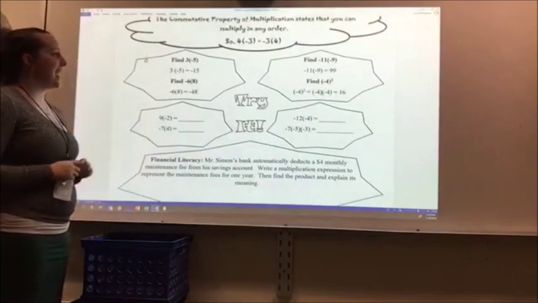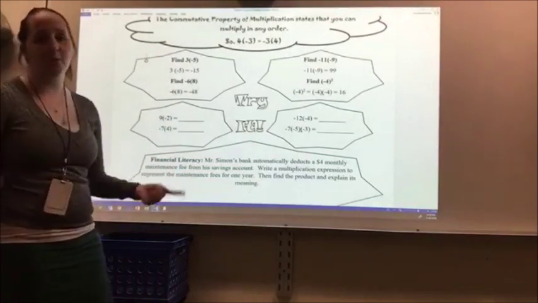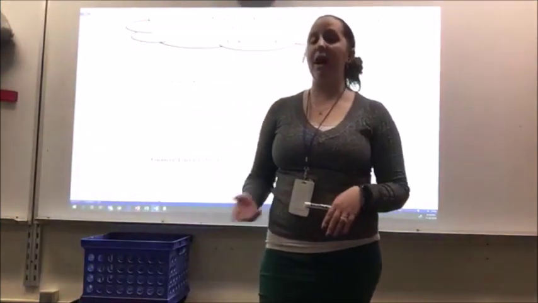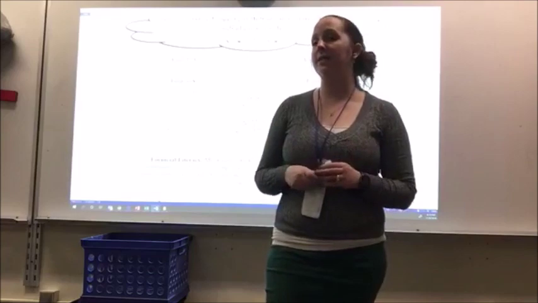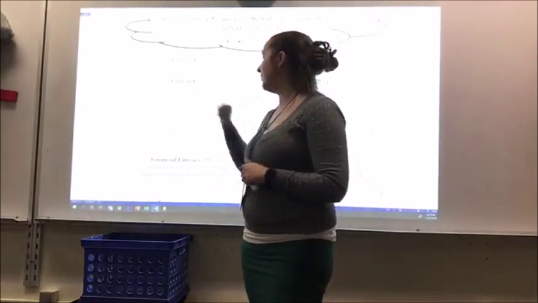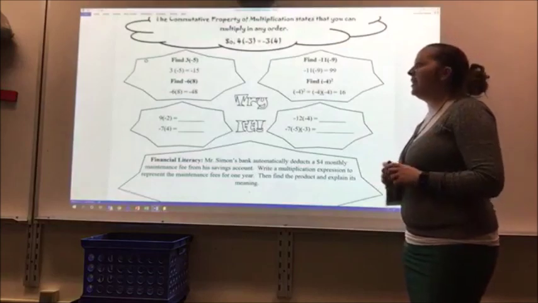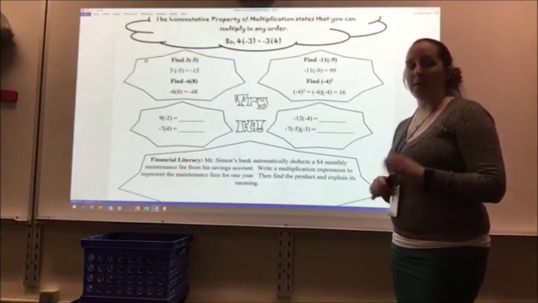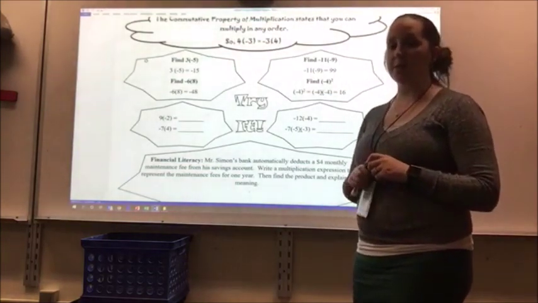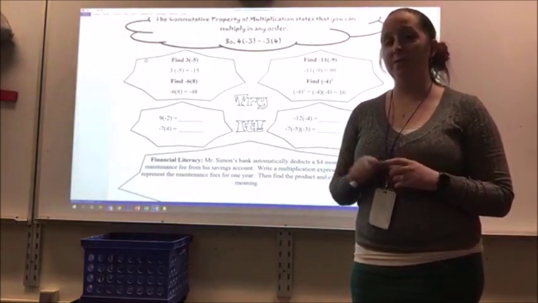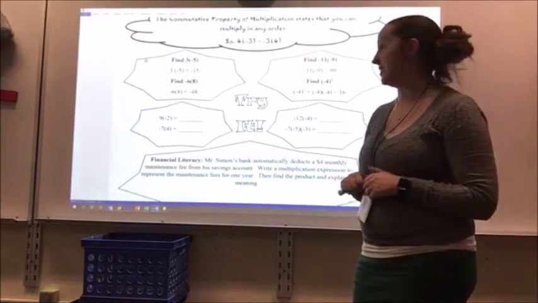Next, I have find negative 6 times 8. Well, again, 6 times 8, I can do that, 48. Negative 6 is negative, 8 is positive, so I have different signs, so it becomes negative, negative 48. I have negative 11 times negative 9. Both are negative, so I multiply them. 11 times 9 is 99. Since they're both negative, my answer becomes positive.